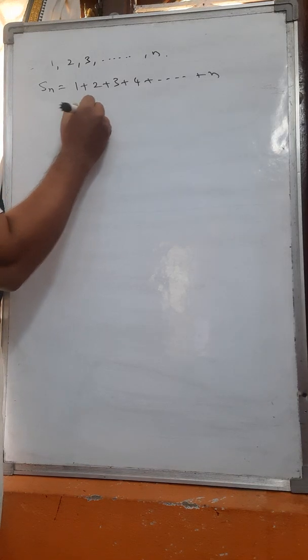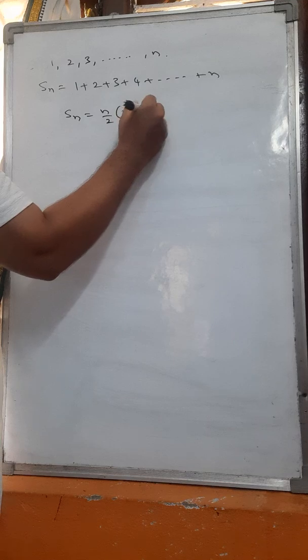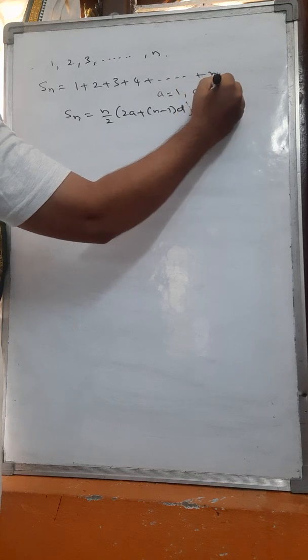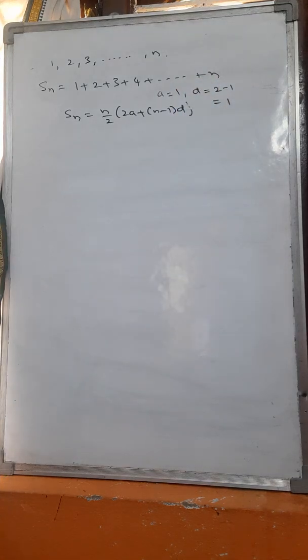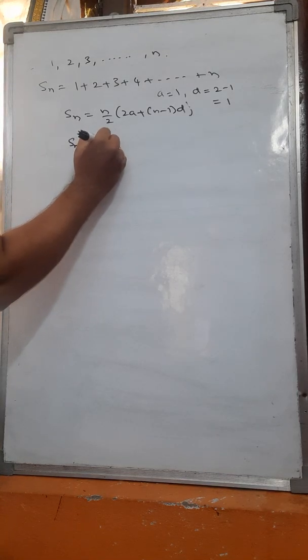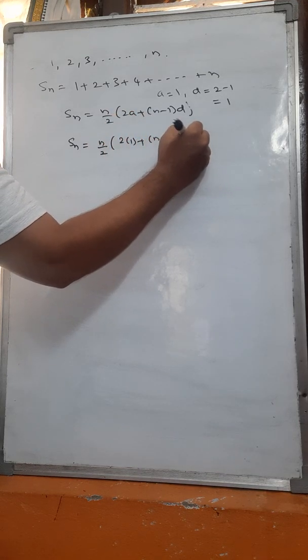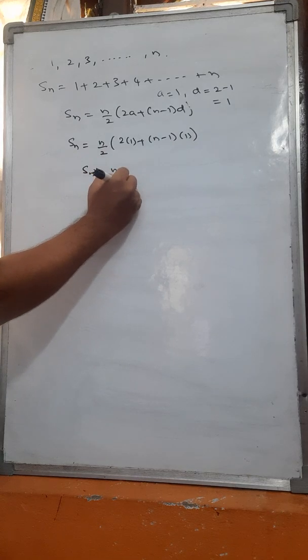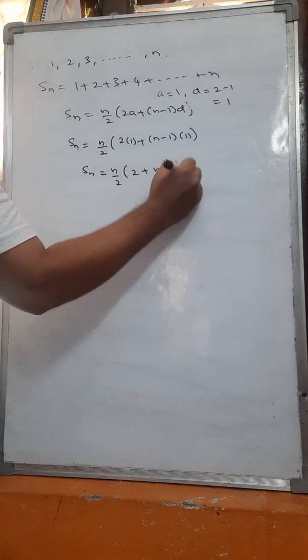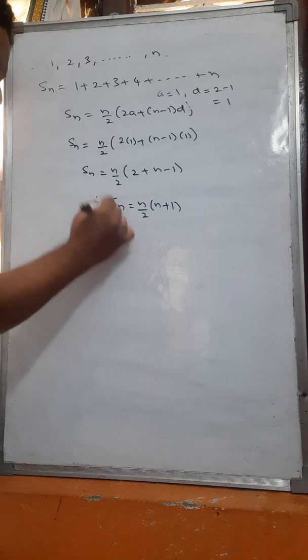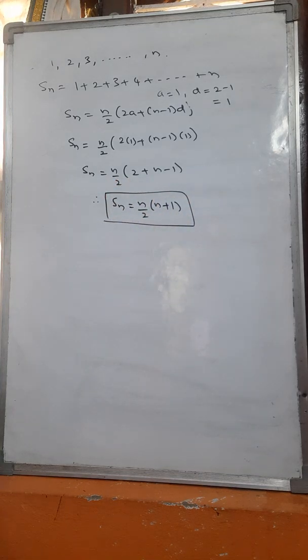What is the formula? Sn is equal to n by 2 into 2a plus n minus 1 into d. Here a is equal to 1 and d is equal to 2 minus 1, that is T2 minus T1, which is equal to 1. So Sn is equal to n by 2 into 2 into 1 plus n minus 1 into 1, which is n by 2 into 2 plus n minus 1. Therefore Sn is equal to n by 2 into n plus 1. So the sum of the first n natural numbers is n into n plus 1 by 2.